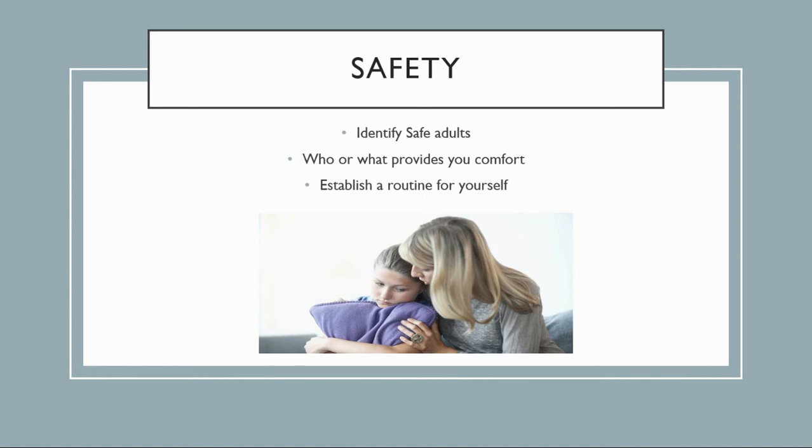Safety. Identify who are the safe adults in your life. Maybe it's a parent, a teacher, a neighbor, a relative. Who or what provides you comfort when you feel scared or anxious? Maybe it's a pet, a blanket, a sweatshirt. Can you establish a routine for yourself to create consistency? This means getting ready in the morning, going to bed at the same time, reading books or telling stories, eating meals. Consistency helps us feel safe.